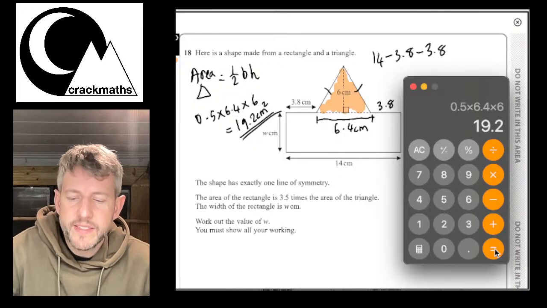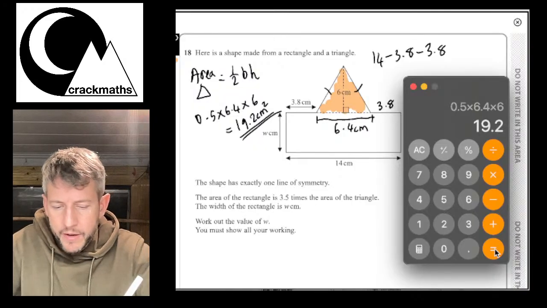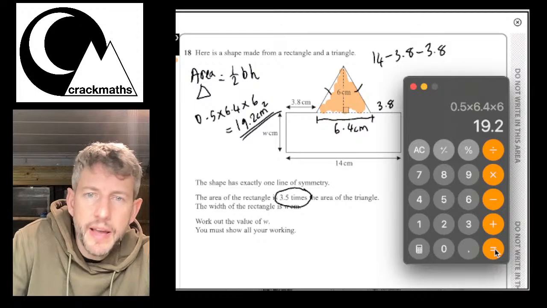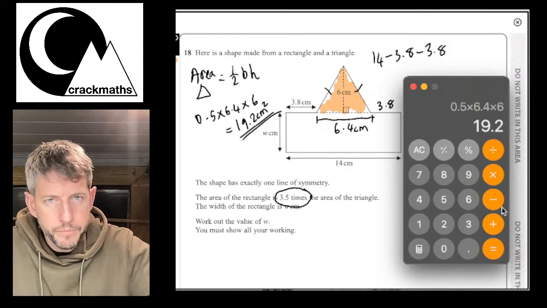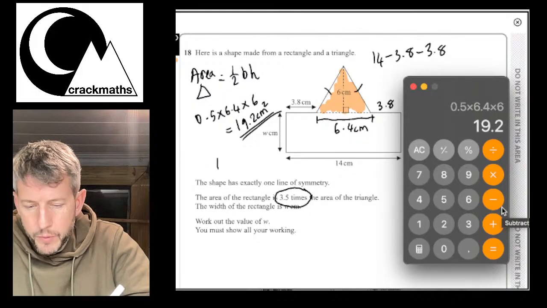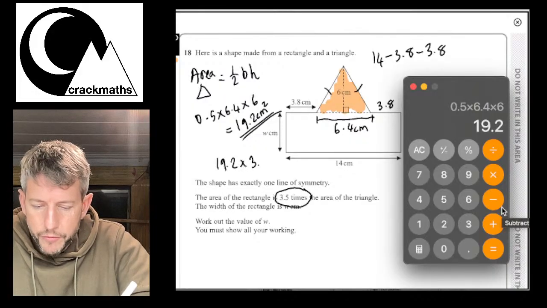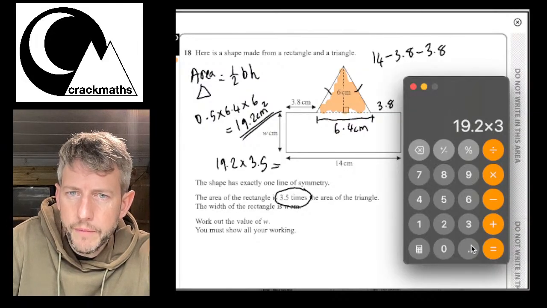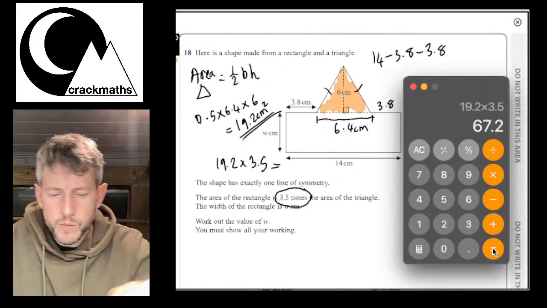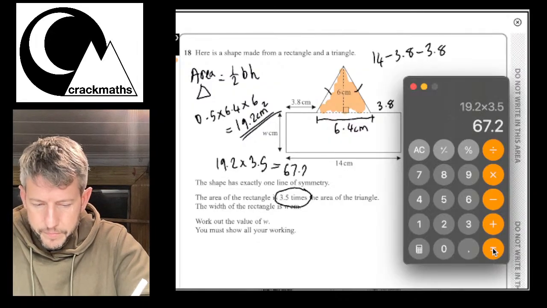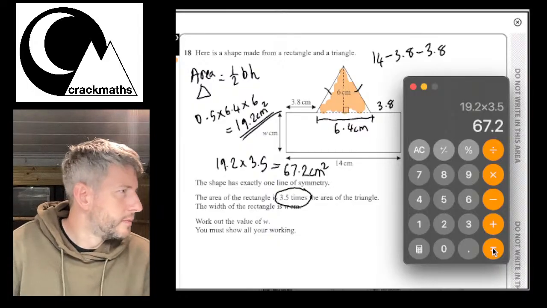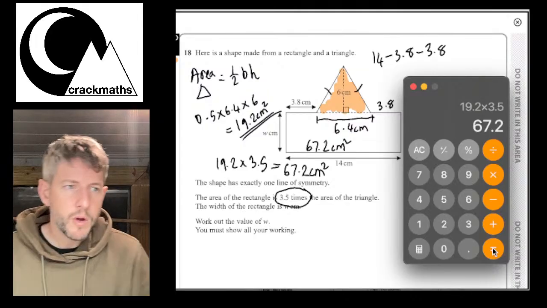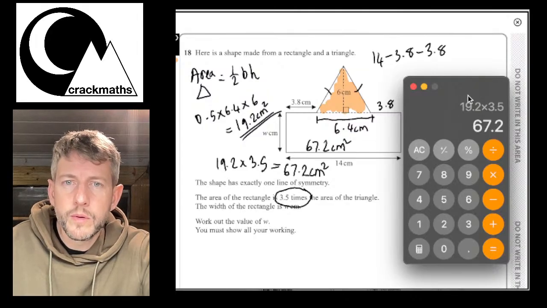Right, next we need to know the area of the rectangle. Now here we go, we said it's 3.5 times the area of the triangle. So we're going to have to do 19.2 times 3.5. Okay, so 19.2 times 3.5 equals 67.2. And that will be centimetres squared as well. Okay, 67.2 cm squared. Right, now we need to work out W.